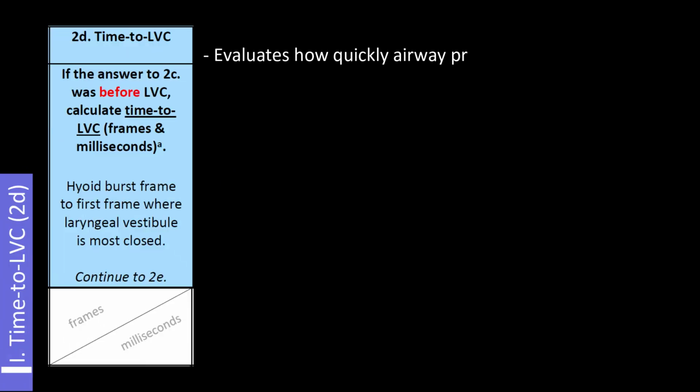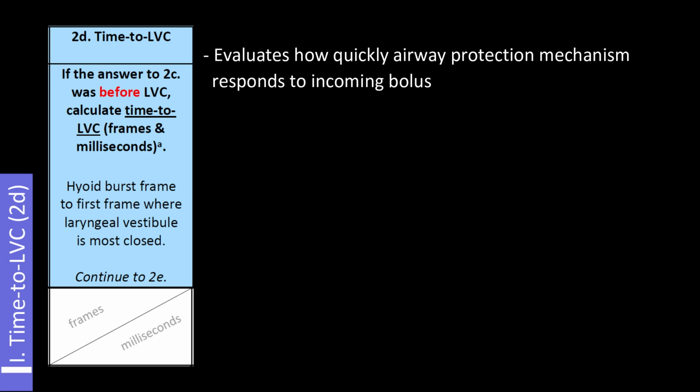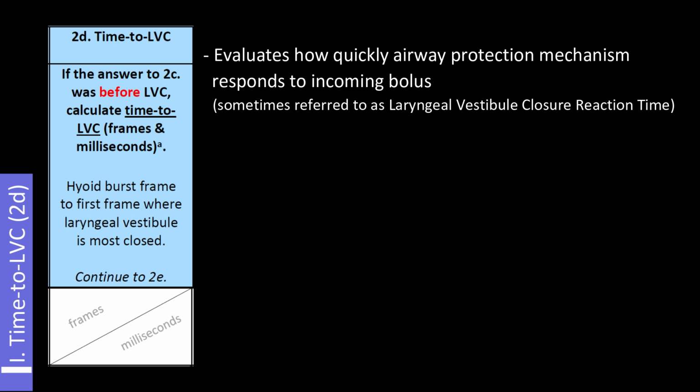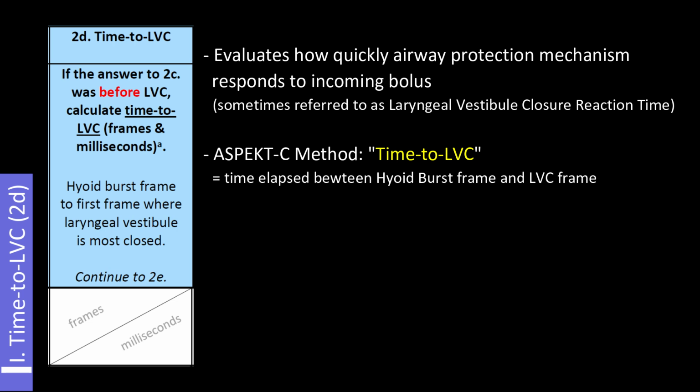The first parameter we will demonstrate is how to calculate the timing of laryngeal vestibule closure. This parameter evaluates how quickly the airway protection mechanism responds to the incoming bolus and is sometimes referred to as laryngeal vestibule closure reaction time in the literature. In the ASPEKT-C method, this is referred to as time to LVC and represents the time elapsed between the hyoid burst frame and the LVC frame.